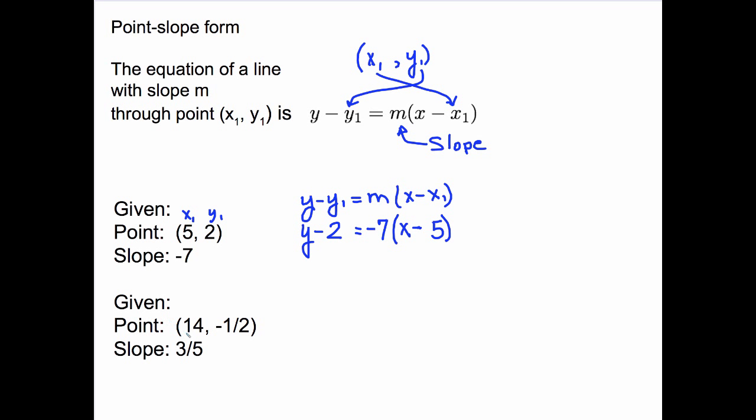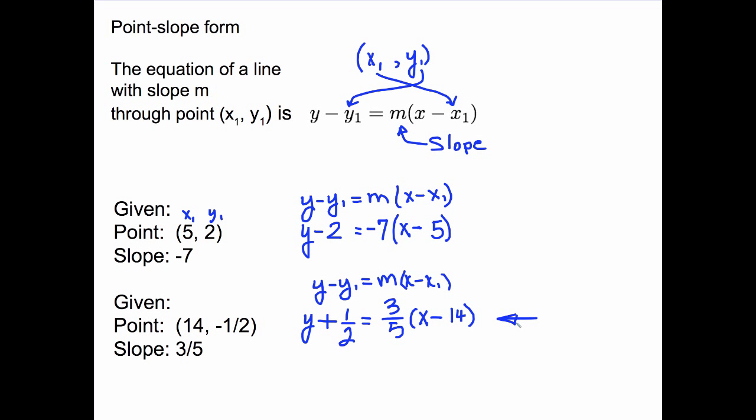Here's another example. We're given the point (14, -1/2) and a slope of 3/5. Now we'll use point-slope form. And remember that m is a placeholder for the slope, so that's 3/5. The x stays there. x1 is a placeholder for the x-coordinate, which is 14. And here we have y minus -1/2, which is like y plus 1/2. So this is the equation of a line of slope 3/5 through the point (14, -1/2).